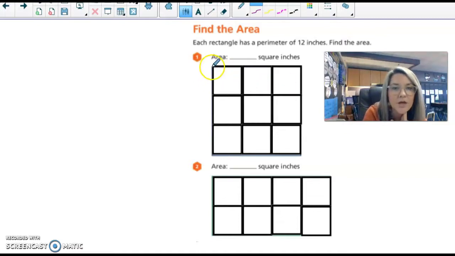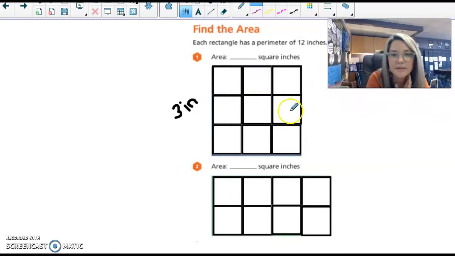Okay. So this first rectangle, remember the perimeter is the distance all the way around, okay? And so we know that one side of the square tile is 1 inch. So the measurement for this side of the rectangle is 1, 2, 3 inches. Okay. And that means, we know properties of rectangles, that this side is 3 inches.